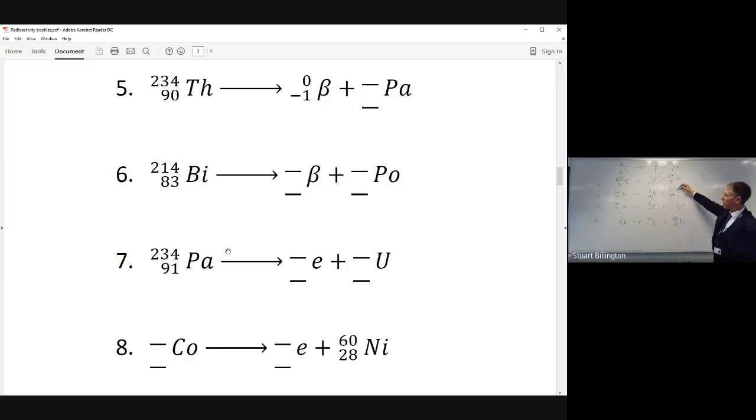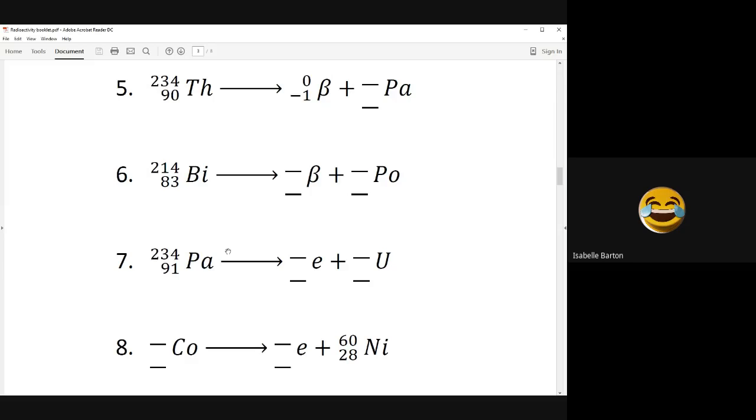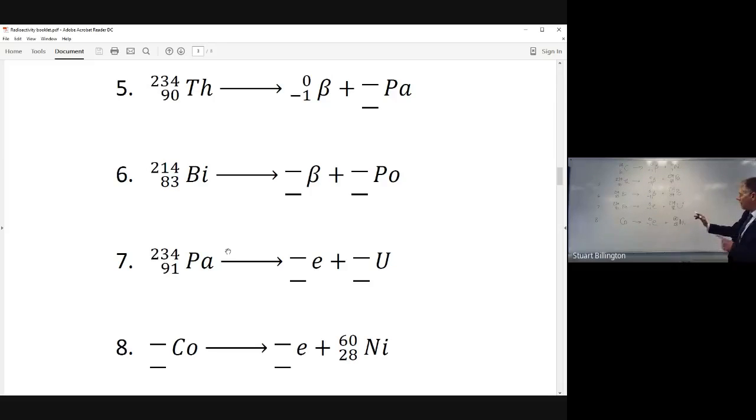Leave the top number alone. Just change the bottom number by making it go up 1. So what about the protactinium turning into uranium? 234 and 91. No, 92, sorry. That's it. And then this one's been done for us. So we finished with 28. So what must we have started with?